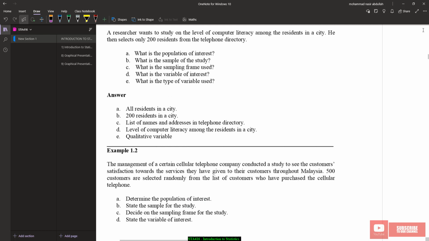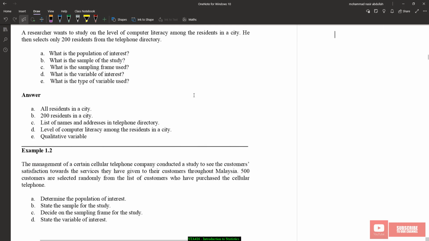Okay. Now, I will give you 5 minutes to read this one. This example number 1.1 and example number 1.2, right? And we try to answer, and then baru kita akan rehat 5 minit lah. So dekat sini dia kata, a researcher wants to study on the level of computer literacy among the residents in the city. He then select only 200 residents from the telephone directory.